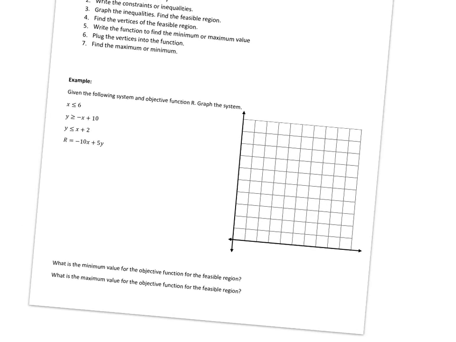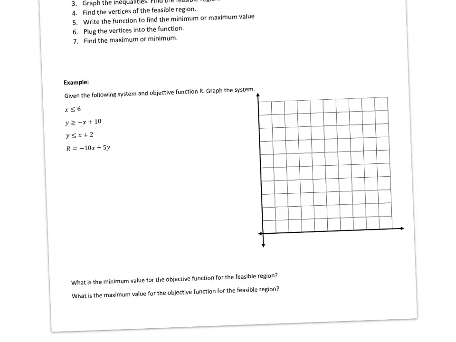Okay, so take for instance this one. This is a good example to do because they're nice lines. I'm just going to let each tick mark be 1. Okay, so x is less than or equal to 6 is a vertical line through 6. And it's going to be less than or equal to, so it's going to be shaded to the left.